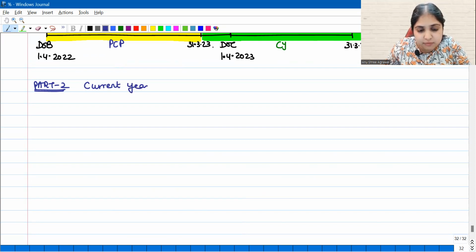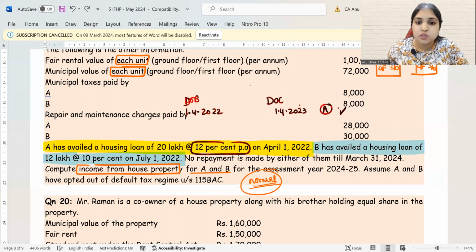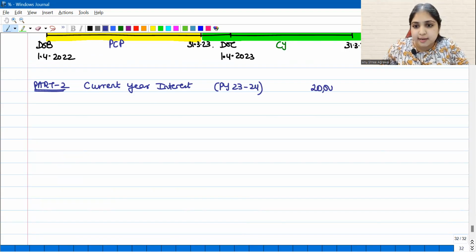Current year interest means which year are we talking about? We are talking about previous year 23-24. In 23-24, how much interest have we incurred? See, they're saying that we have not repaid any loan. So the full 20 lakh is outstanding. So what is current year interest then? Current year interest, simple, right? 20 lakhs into 12%. So this full 2,40,000 is going to be my current year interest.